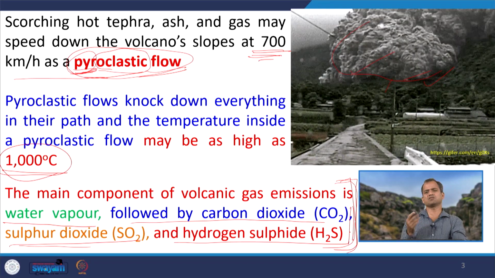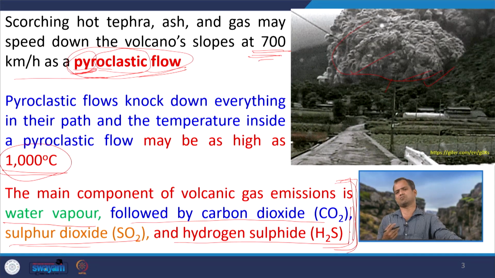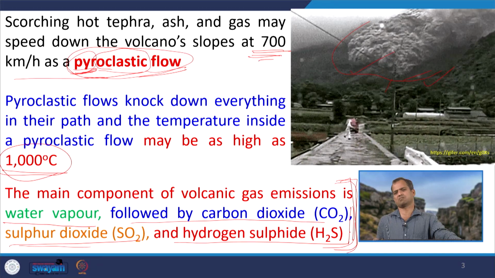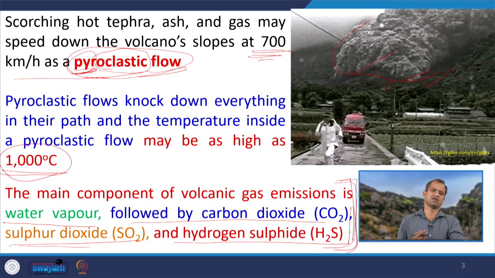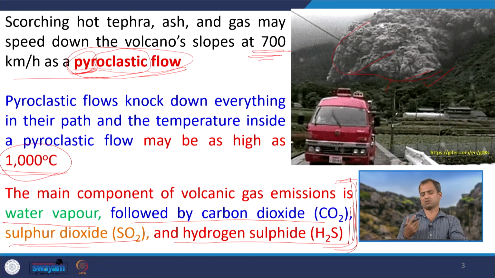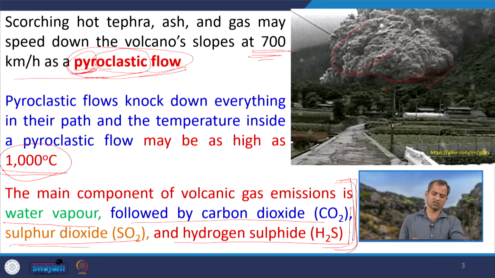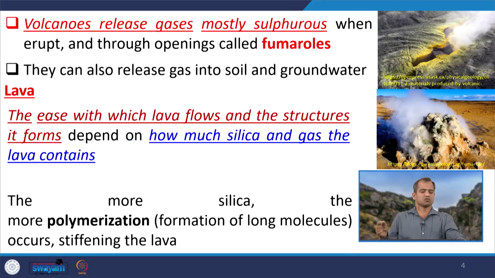So, there is a change of pH, there is a change in chemical composition. So, mineralization is taking place. Now see the volcanic eruption, though it is also hazardous, you can say it is also a gain for us in terms of mineralization. Volcanoes release gas, mostly sulfurous, through openings that are called fumaroles.